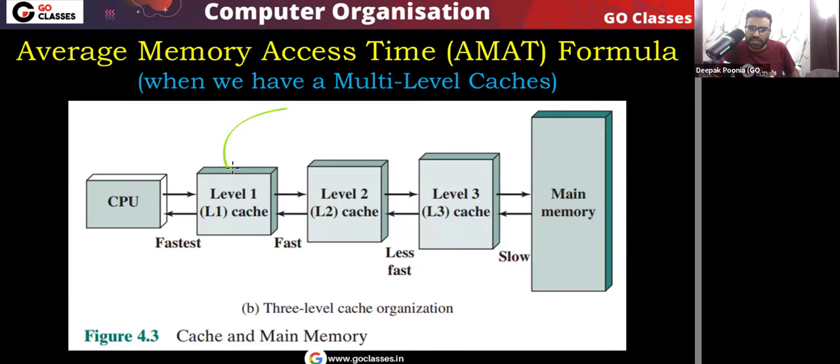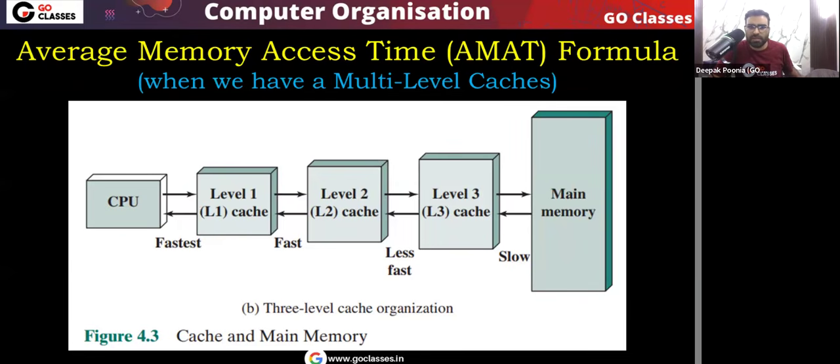So we need to consider the hit rate of all the levels of caches. We also need to consider the miss penalty. We also need to consider the frequency of different types of accesses, if there is a read access, write access, read request, write request. So the frequency of read requests, frequency of write requests, all these things we need to consider if we want to find the average memory access time formula. So let's find, when we have multi-level caches, what will be the average memory access time formula?